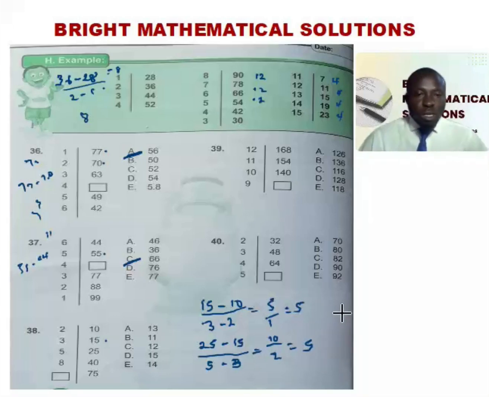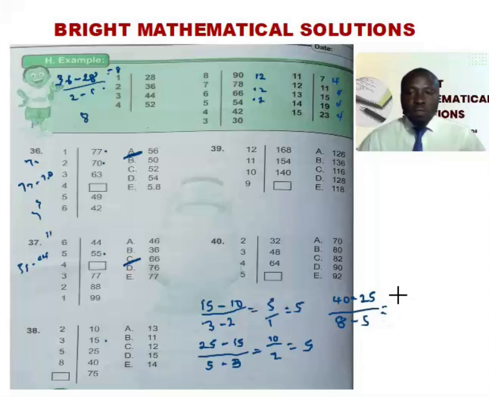So let us look at the next one. Let's look at 40 and 25. 40 minus 25. What is the resultant? 8 and 5. 8 minus 5. So that is 15. And this is 3. So our answer is still 5.